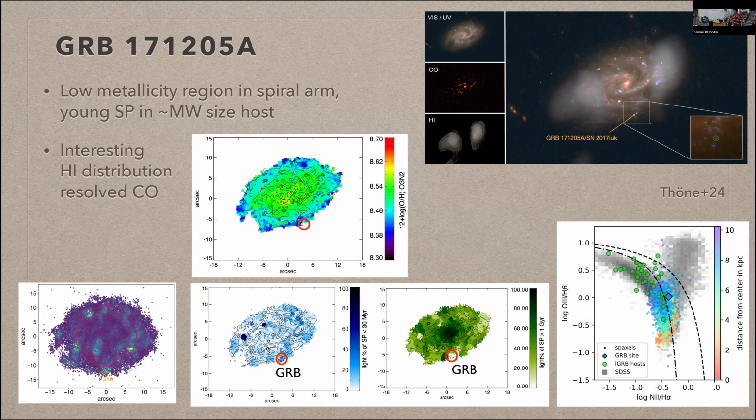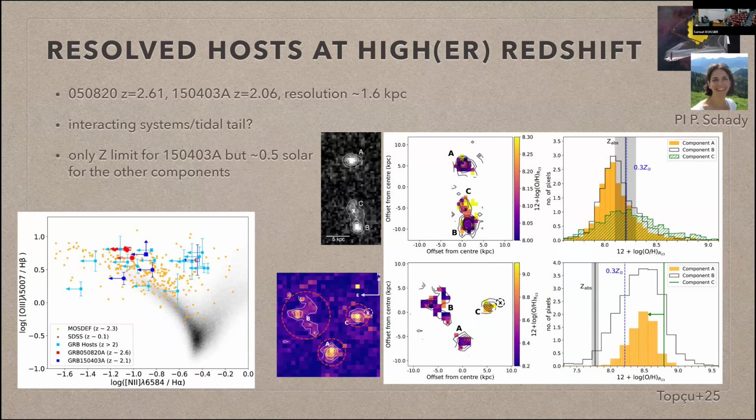But if you compare that to other GRB hosts and locations, so this is a GRB site, the green ones are global spectra of other GRB hosts. Well, the ionization and metallicity is not as extreme as we would have expected. That GRB, although, has been a low luminosity GRB, so maybe there is some connection between metallicity and the luminosity of the GRB. And you can do this at high redshift.